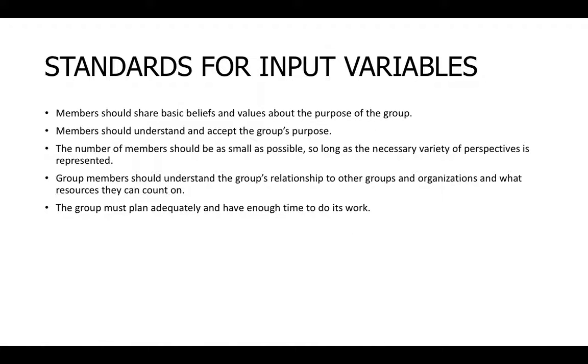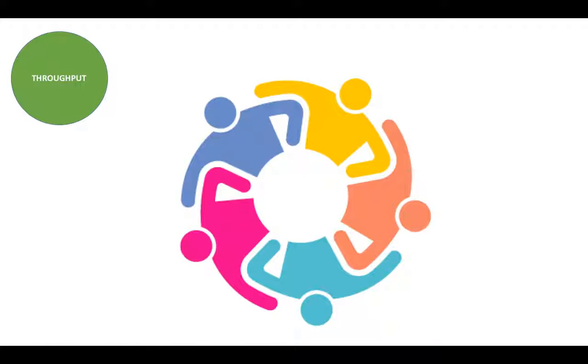Next, the group must plan adequately and have enough time to do its work. And then finally, group meetings should be regular, comfortable, and allow for free discussion. These are the standards that really need to be in place to allow for the free-flowing nature of input variables. That process then moves us to throughput.